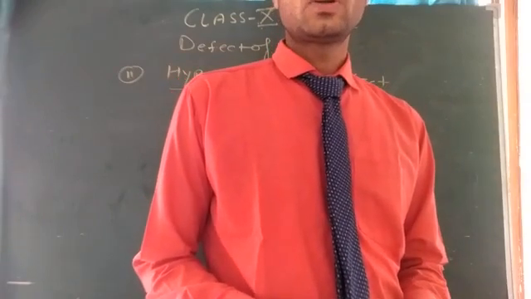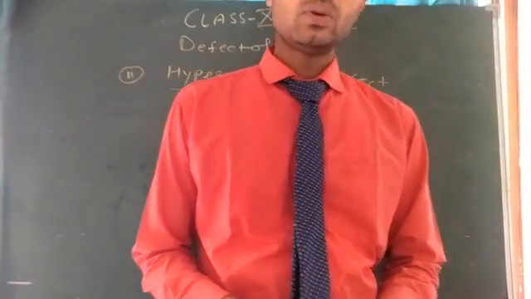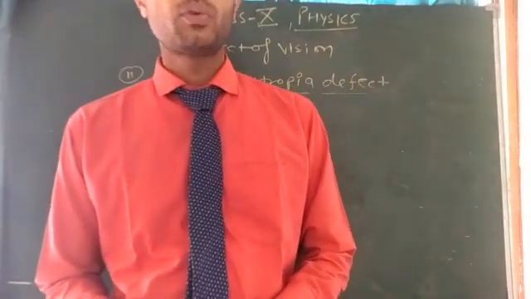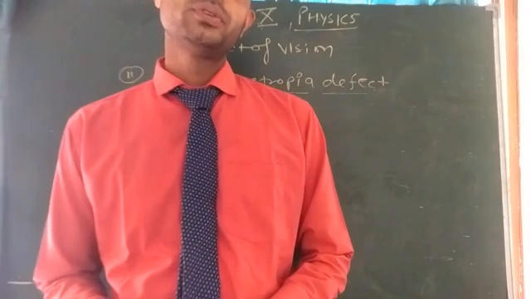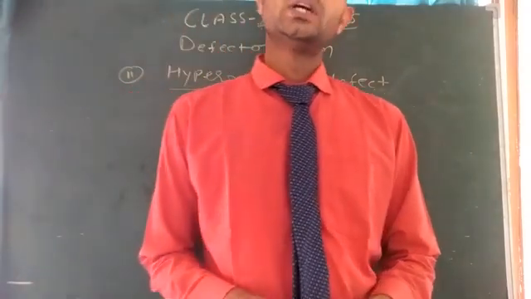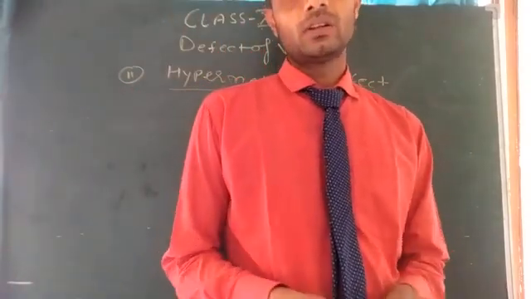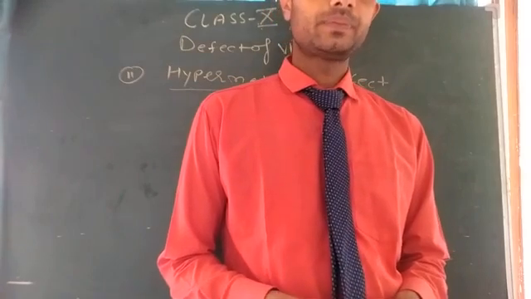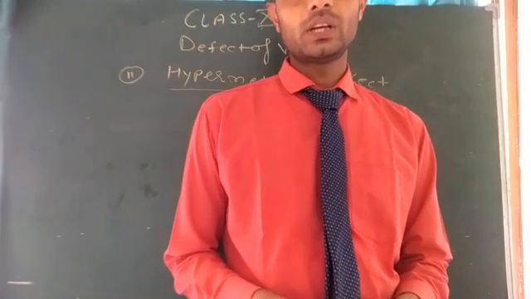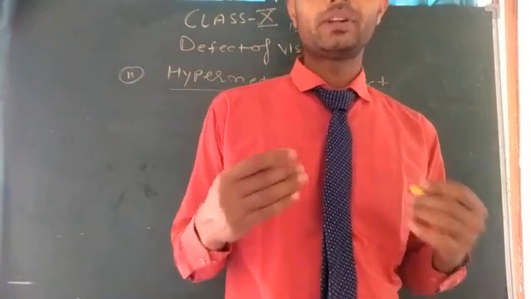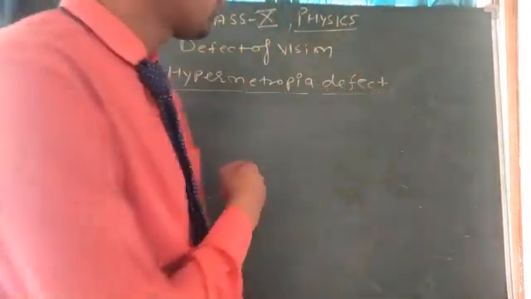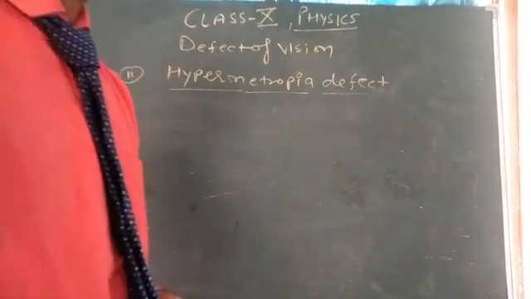Today I am going to take a lecture for 10th class. As you know, the chapter Human Eye and Colorful World is going on. Yesterday I discussed the defects of vision. In defects of vision, the myopia defect was already discussed in yesterday's class. So today I am going to discuss the hypermetropia defect. This is the second refractive defect of the human eye.